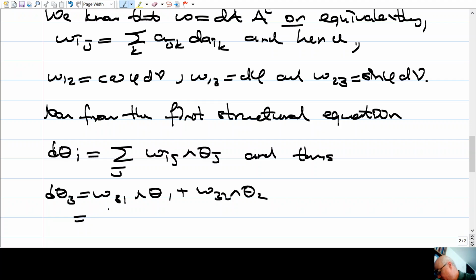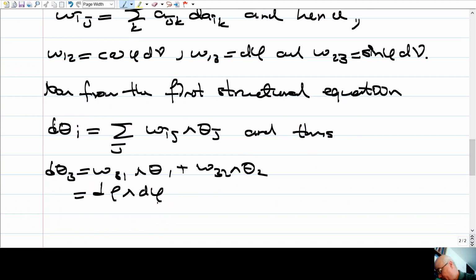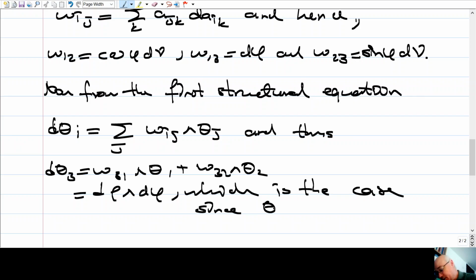And it turns out that, if you just copy what we have done, we see that we have this. And this is really the case since theta 3 was rho times d phi. Therefore, when you take the exterior derivative of this, you really get this. Okay.